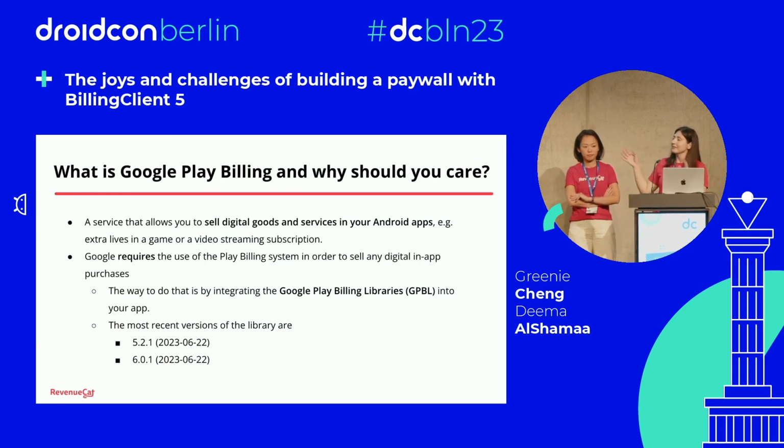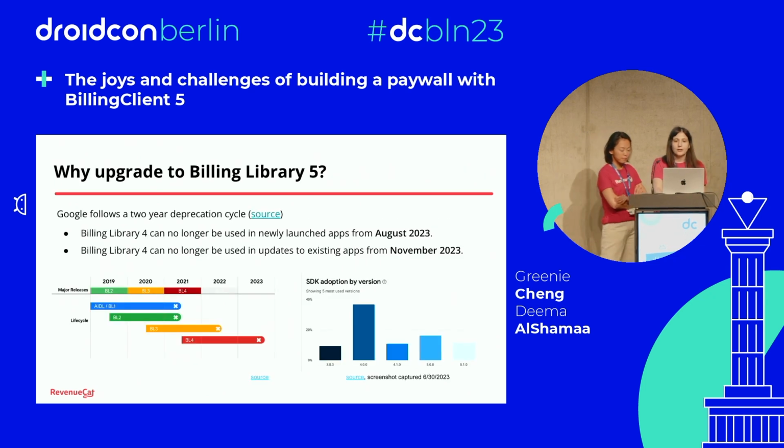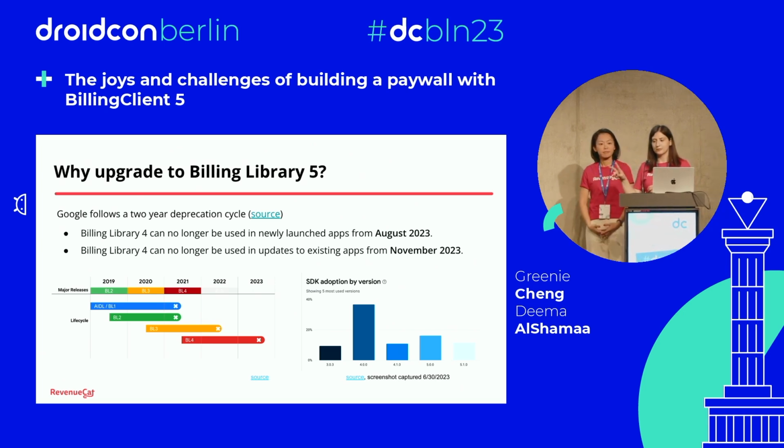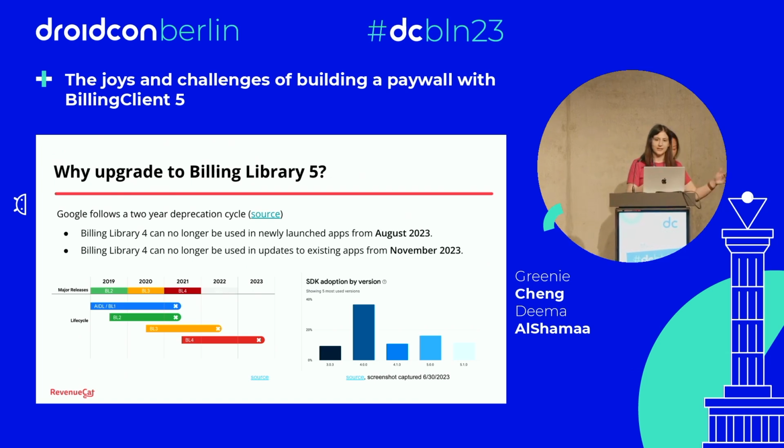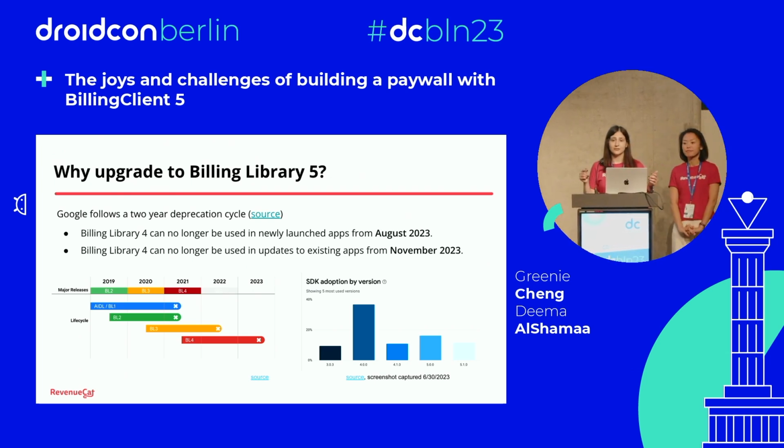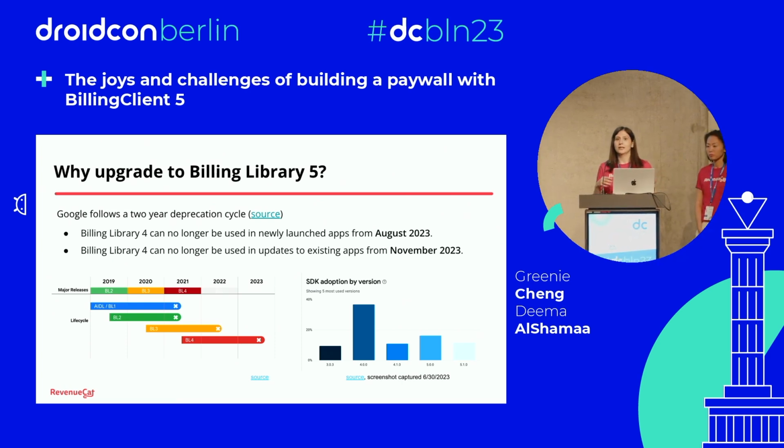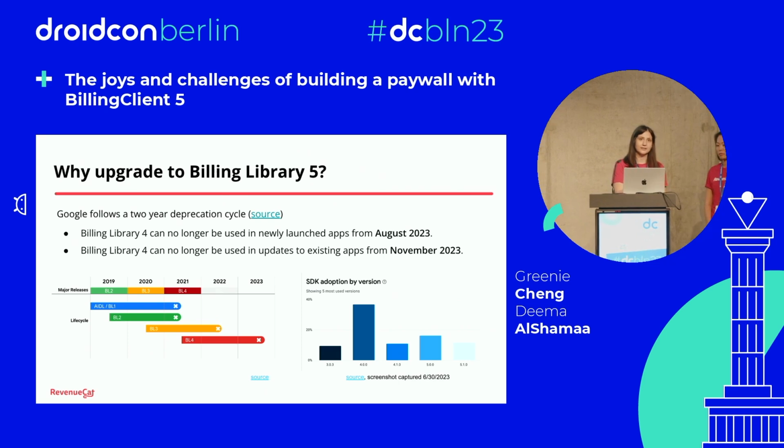So, okay, I have to use this library because I'm going to sell something, but why do I need to be updated? You need to be up to date for two reasons. The first reason, which is kind of a forcing function, is that Google runs on 2-year deprecation cycles. So BillingClient 4 was released 2 years ago, and it's about to get deprecated. If you're releasing a new app, you have until the end of this month to release something without BC5. And if you have an existing app and you're trying to update it, you have until November. So less than 100 days, I believe, as well.